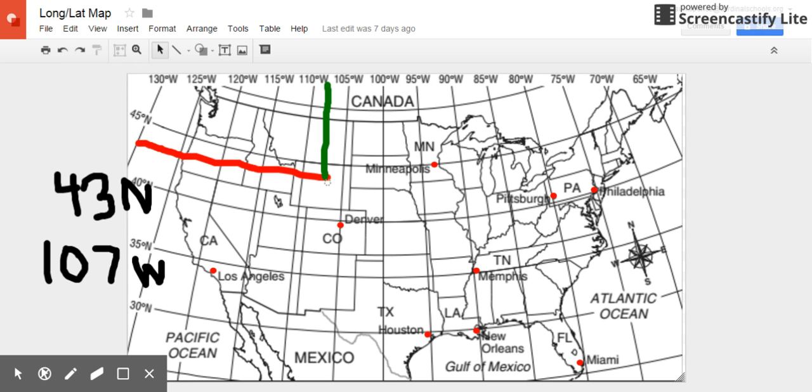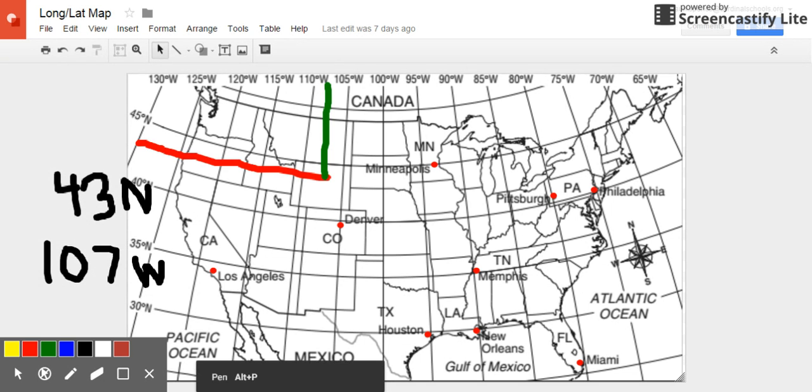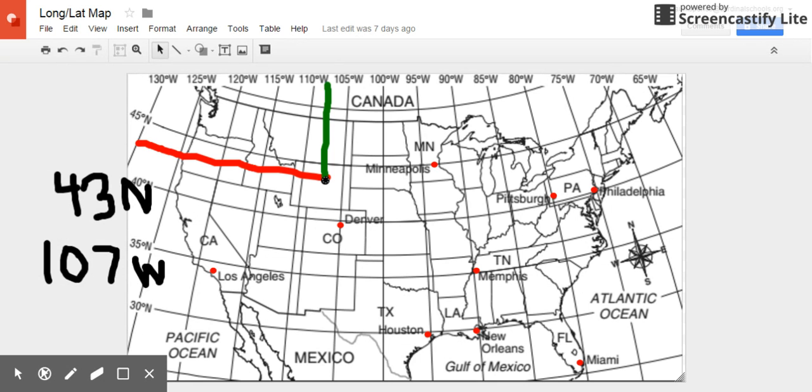So right where these two lines meet, my latitude line and my longitude line, I find where these two places are. You can even use your finger visually to draw them both together in an imaginary line, your left finger in your left hand and a finger in your right hand, and where they meet is going to be your exact location of 43 degrees north and 107 degrees west.